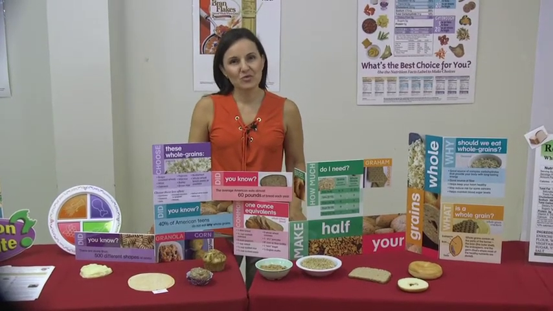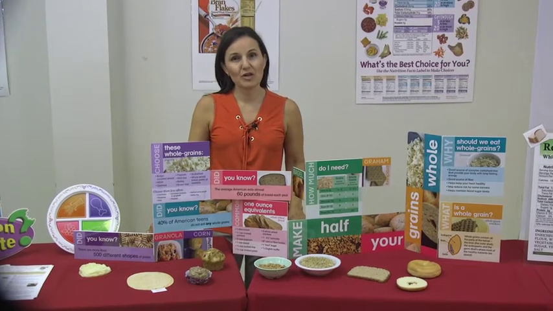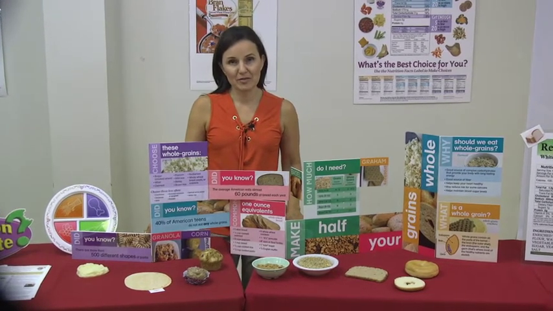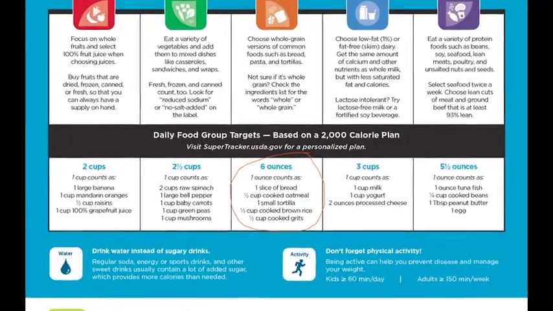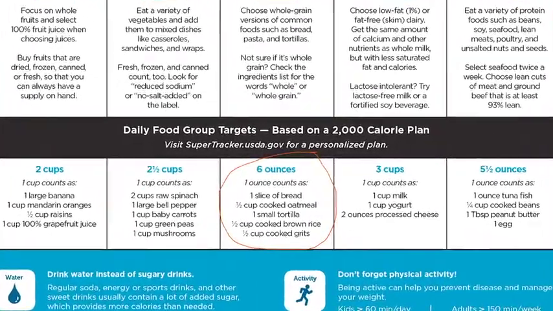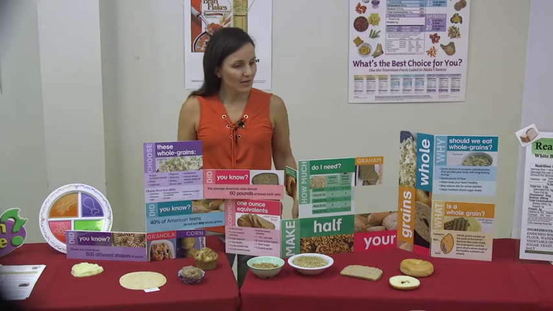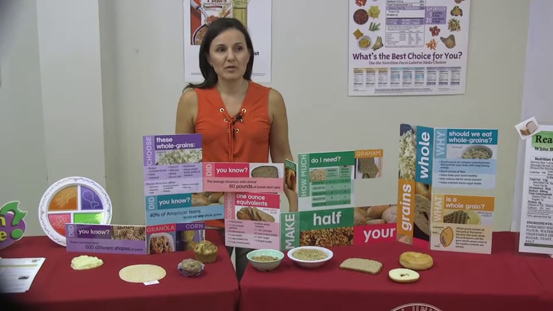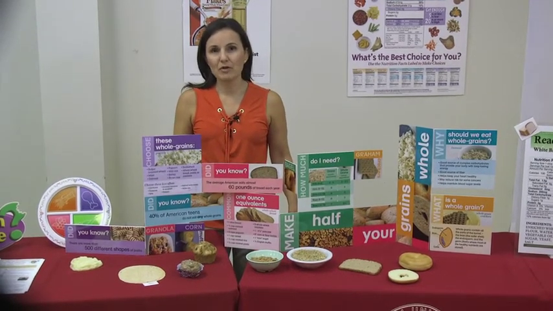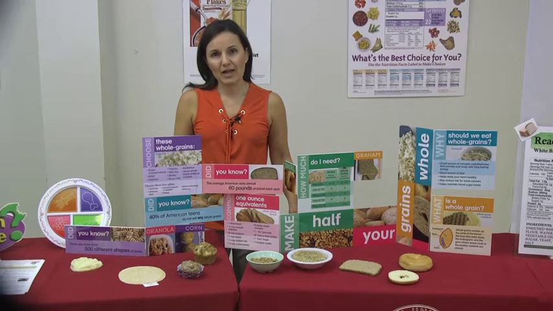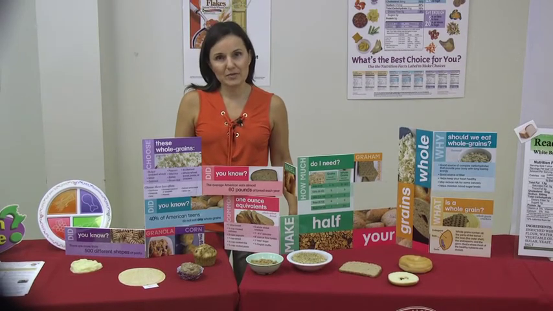So how much grain do we need daily? In order to answer this question, you need to refer to the MyPlate handout as part of your materials list. In it, you will find that on average, we need to consume around 6 ounces of grains per day. This is on a 2,000 calorie diet. So what is an ounce equivalent? It's basically the amount of grain food that has the same nutritional value. Let's take a look at some examples.